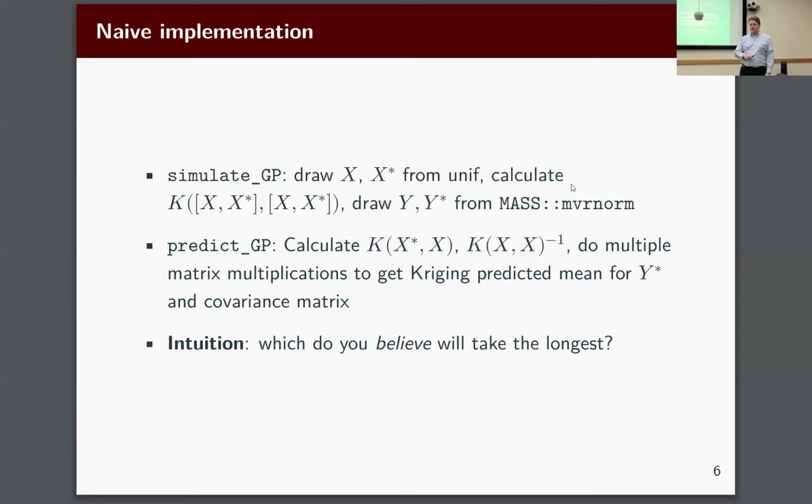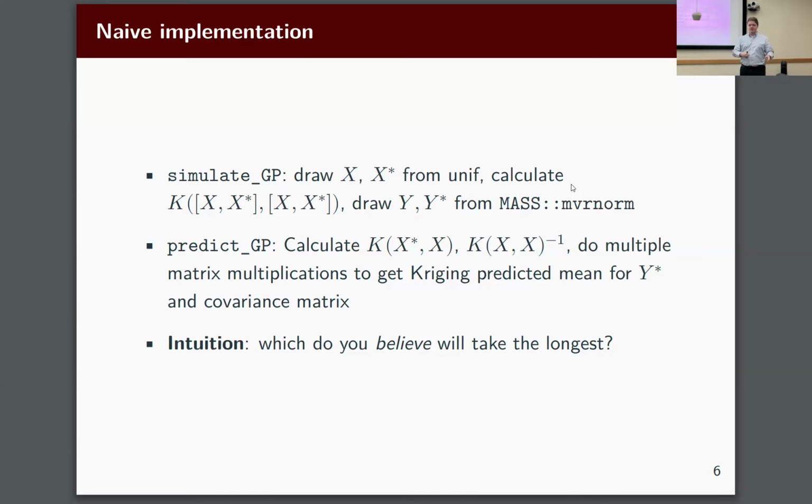So if you look at this code, the first function, the first naive implementation, it draws X. They're all uniform 0, 1. Draws X star, similarly, uniform 0, 1. It calculates the radial basis function, that K, between X and X star, and then it uses that to generate the true covariance matrix, and then it simulates the multivariate random draw from MASS mvrnorm.